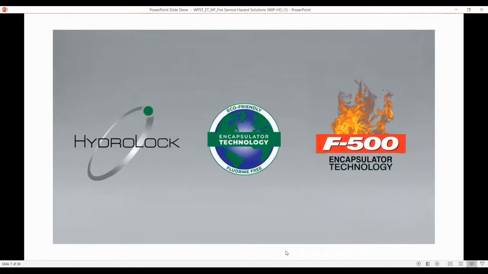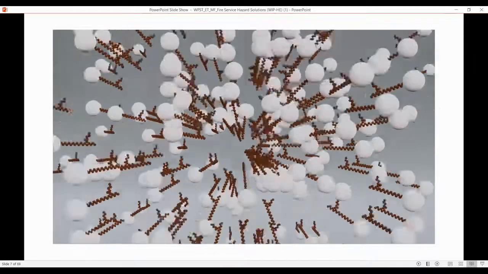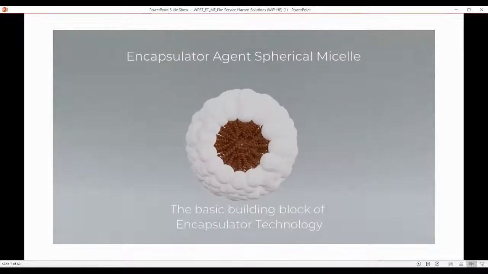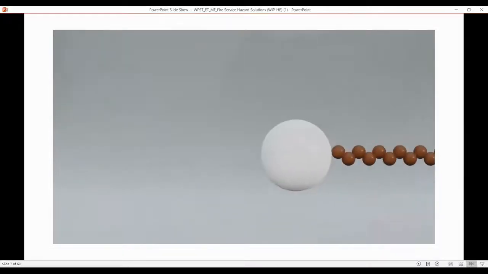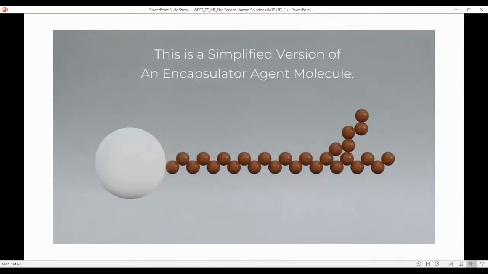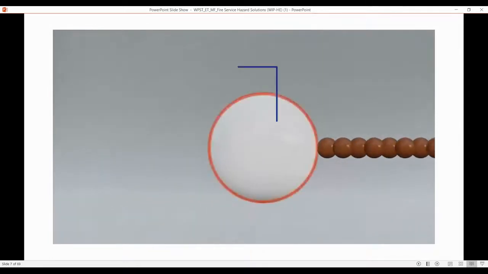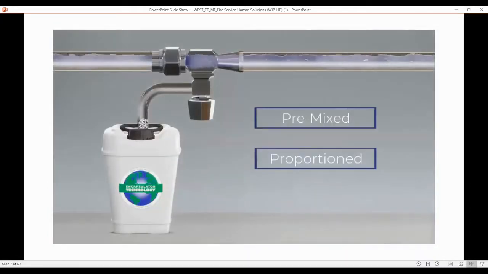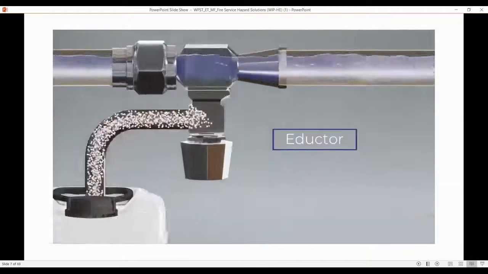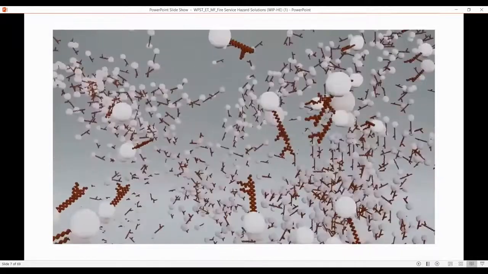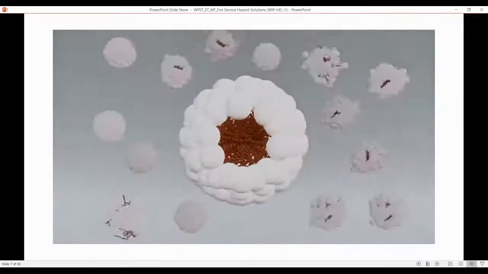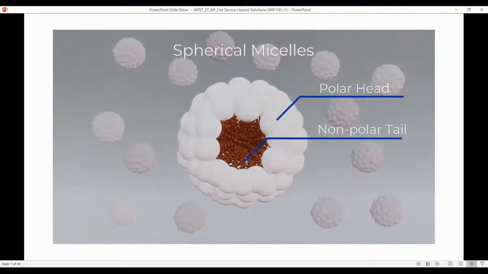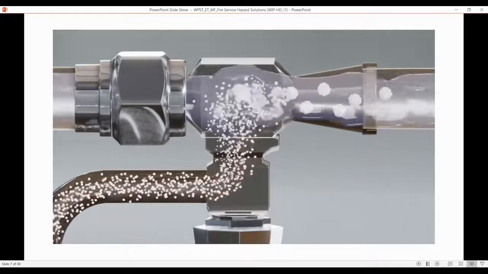Encapsulator Technology, the next generation of fire and hazard mitigation. First, we start with a simplified version of a single encapsulator agent molecule consisting of a hydrophilic polar head which loves water, dissolves in water, and a hydrophobic nonpolar tail which fears water and will do anything to get away from water. Once the EA molecules enter the water, they instantaneously and automatically orient with the nonpolar tails inward and the polar heads outward, forming millions of spherical micelles.